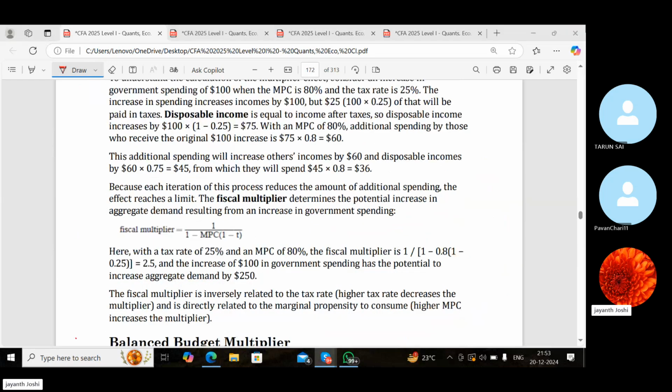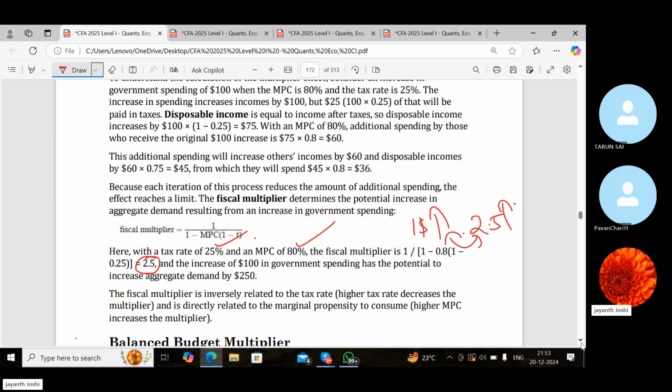See, first we will discuss the fiscal multiplier. Fiscal multiplier yesterday we discussed, right? The marginal propensity to consume is 80%. Tax rate is 25%. Fiscal multiplier, what does it say? When you calculated, you got 2.5. That means for every $1 increase in government spending, the aggregate demand will increase by $2.5. That is the multiplier effect.